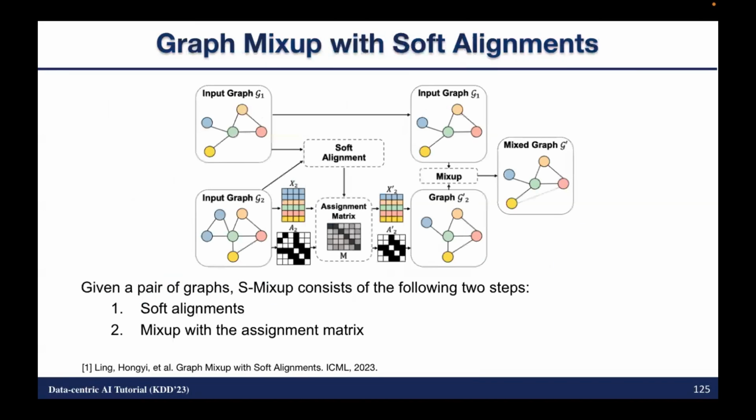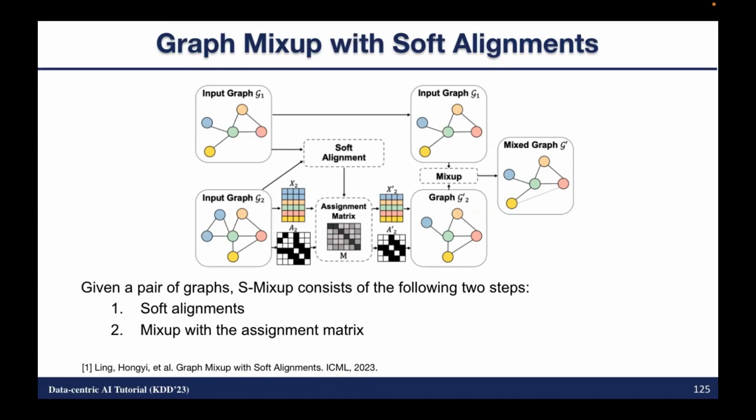So in the previous work of ICML, we still have some assumptions that we can use graphons to generate the graphs, but can we have some method that can be more flexible to mix two graphs together for the augmentation? So here we have another work, called graph mix-up with soft alignments. And the core idea of this paper is we have an assignment matrix.